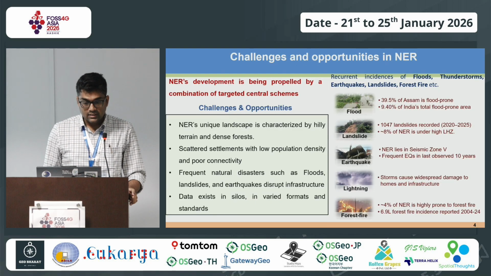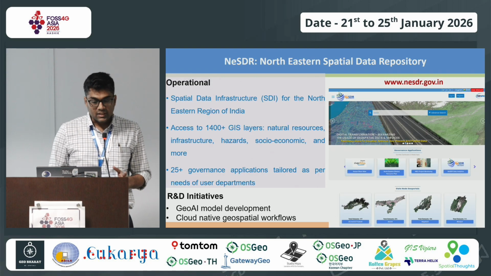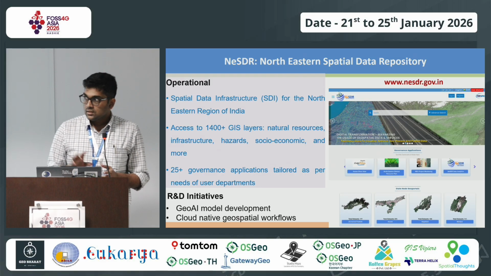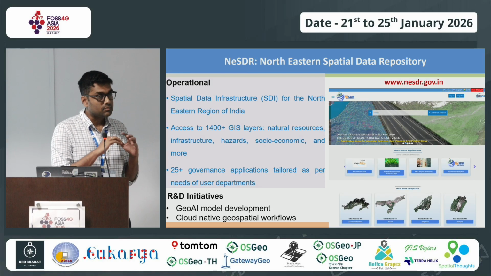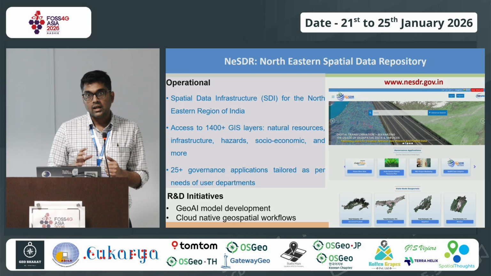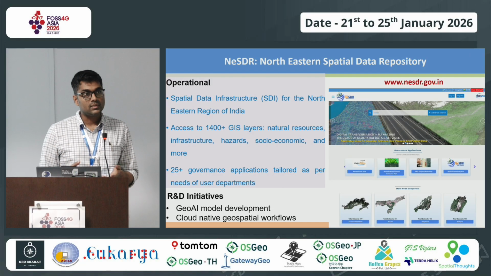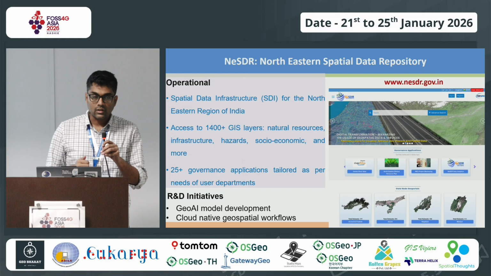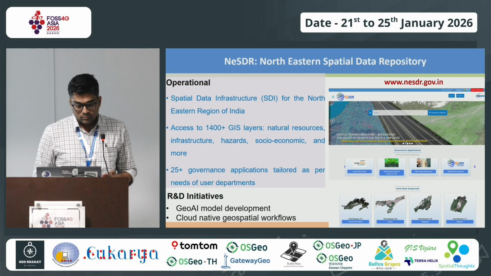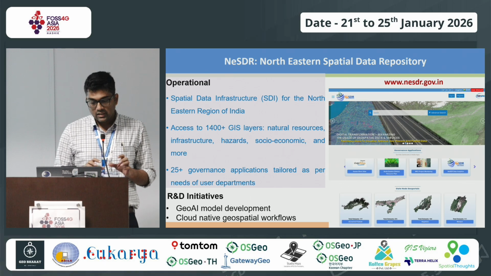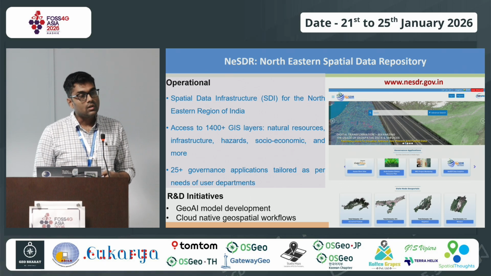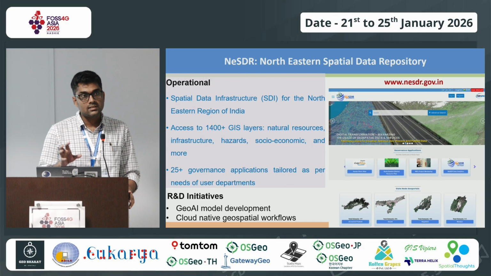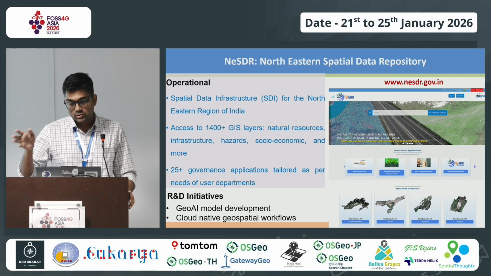So taking all this into consideration, we developed a spatial data infrastructure platform called Northeastern Spatial Data Repository. This platform currently hosts around 1400 plus GIS layers that can be used by different government departments. They can download the physical GIS layers, or they can also consume these data sets as services. Currently, we have developed customized applications for around 25 plus government departments, where using this data, customized use case applications have been served to them.